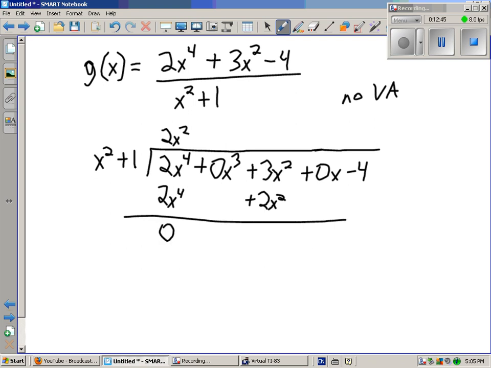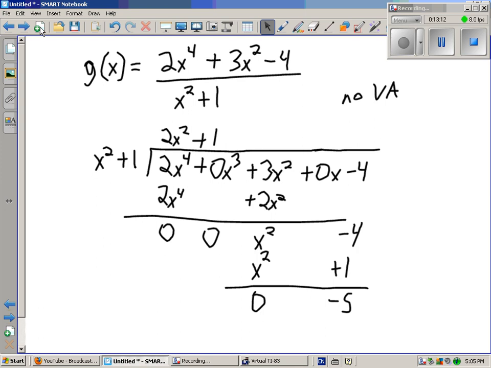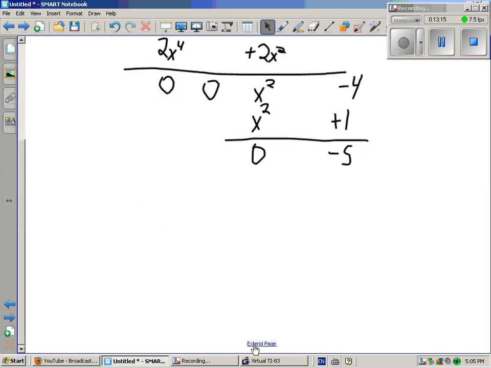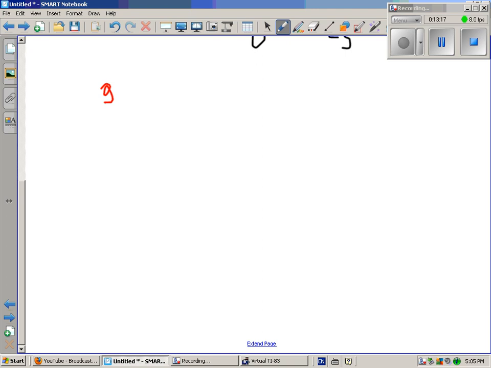You get 0. 0 minus 0 is a whole lot of 0. 3x squared minus 2x squared is x squared. Nothing from the 0x and minus 4. All right, x squared plus 1 into x squared minus 4. We get plus 1, multiplied out, we get x squared plus 1 down on the bottom, 0, and minus 5. So when we write this out, our function is actually equal to 2x squared plus 1 minus 5 divided by x squared plus 1.